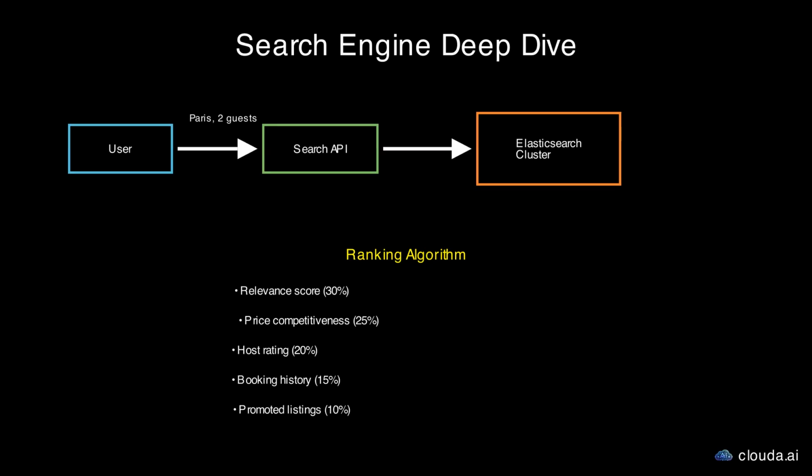Relevance score accounts for 30%, matching the query to listing descriptions. Price competitiveness is 25%, favoring listings with good value. Host rating contributes 20%, prioritizing highly rated hosts. Booking history adds 15%, boosting listings with strong conversion rates. Finally, promoted listings get a 10% boost, allowing hosts to pay for better visibility. This multi-factor ranking balances user experience with revenue optimization.